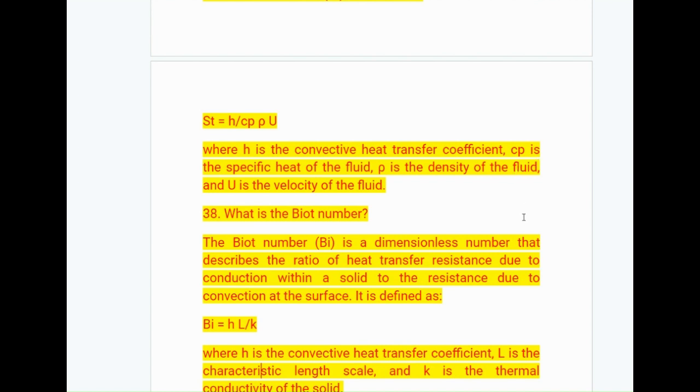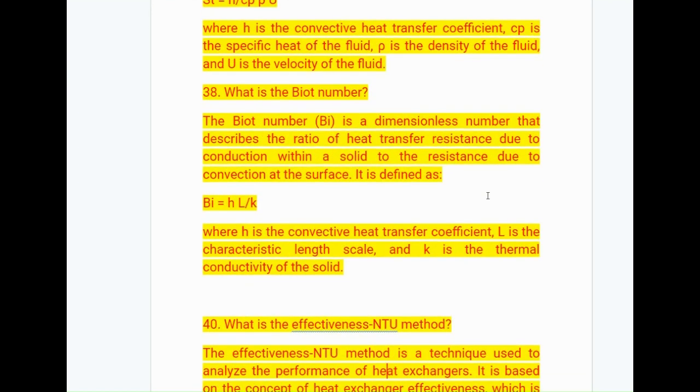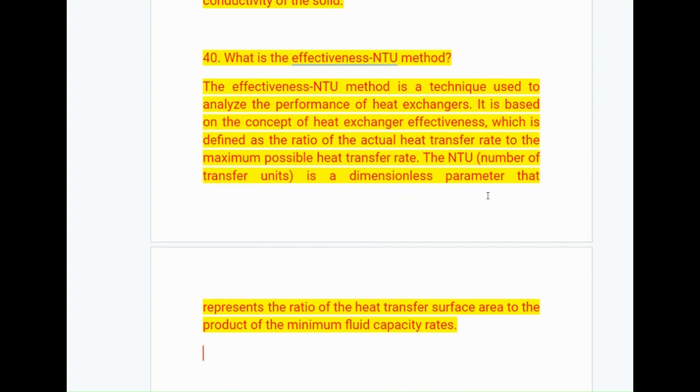38. What is the Biot number? The Biot number, Bi, is a dimensionless number that describes the ratio of heat transfer resistance due to conduction within a solid to the resistance due to convection at the surface. It is defined as Bi = hL/k, where h is the convective heat transfer coefficient, L is the characteristic length scale, and k is the thermal conductivity of the solid.